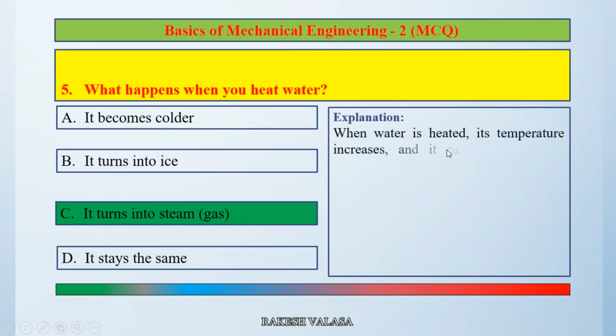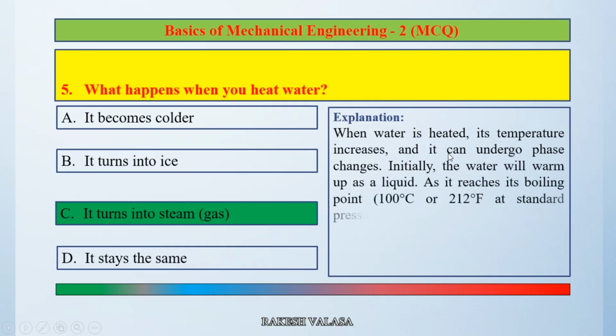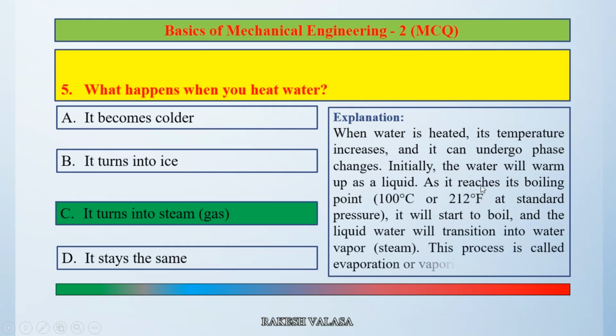When water is heated, its temperature increases and it can undergo phase changes. Initially, the water will warm up as a liquid. As it reaches its boiling point, 100 degrees or 212 Fahrenheit at standard pressure, it will start to boil and the liquid water will transition into water vapor, that means steam. This process is called evaporation or vaporization. So the correct answer is option C. When you heat water, it turns into steam or gas.